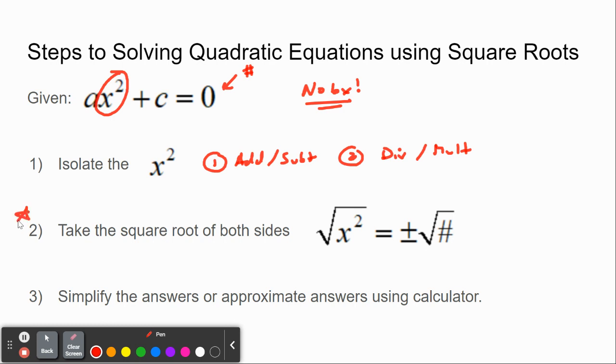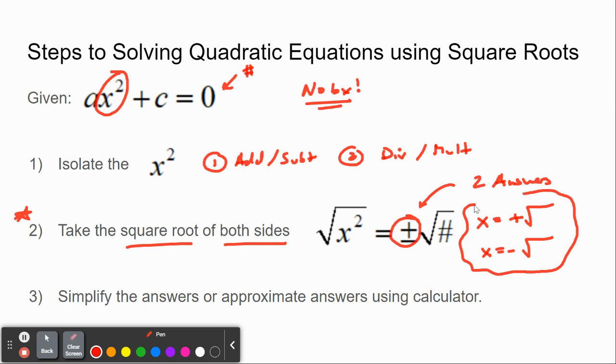Second step, the key step. We're going to take the square root of both sides. So notice I take the square root here and the square root here. Notice right here, on the side without the x, I put a plus or minus sign. If you recall from the graph of these quadratics, typically it's going to go through the x-axis twice, so there's typically 2 answers. That's where we get the 2 answers from, because of the plus or minus. And again, you could split this into x equals the positive square root, and x equals the negative square root. And those would be your 2 answers.